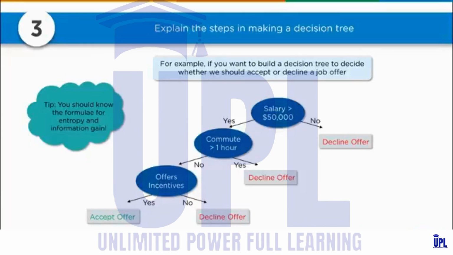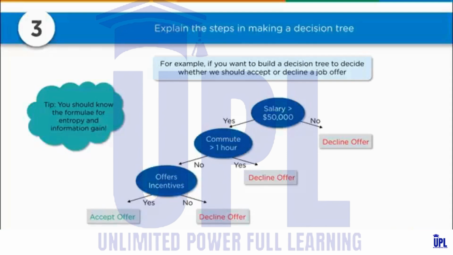For example, if you want to build a decision tree to decide whether we should accept or decline a job offer, since these are interview questions, that's a good one to ask. And just as a tip, you should be pretty aware of the formula for entropy and information gain. So you need to look those up if you don't remember those. And the salary, if it's greater than 50,000, no, decline the offer. Yes, it's got a good salary.